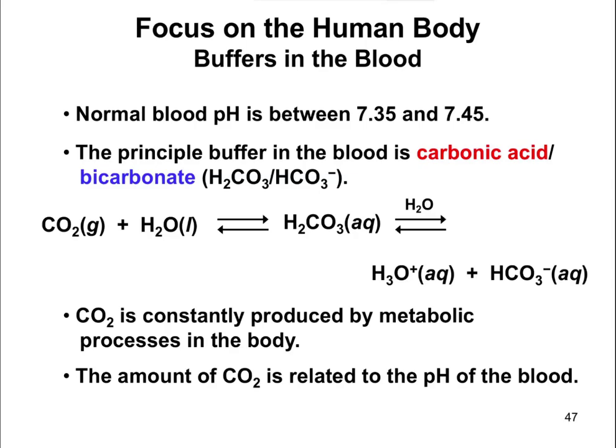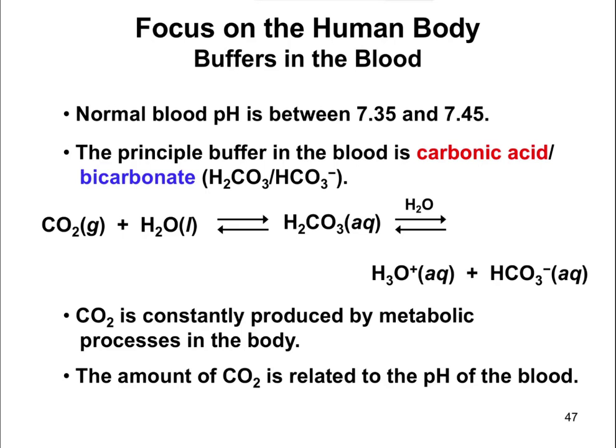Okay, so in the human body, buffers are very important. On a previous slide earlier in the chapter, I talked about how the normal blood pH is around 7.4. You can see here it ranges between 7.35 and 7.45. And actually, those numbers can fluctuate a little bit more depending on specific conditions. And we'll talk about that here in just a second.